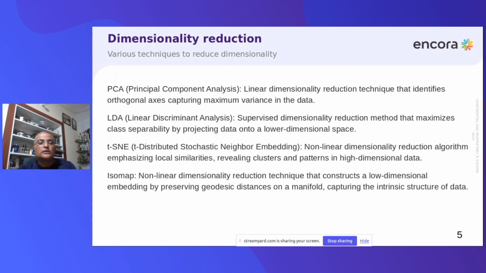Isomap is another technique for dimensionality reduction. This is a nonlinear dimensionality reduction technique, again similar to linear discriminant analysis. It constructs a low dimension embedding, and it uses the distance between the data points. That's one of the key things here. It captures the intrinsic structure of the data by using the distance between the data points.